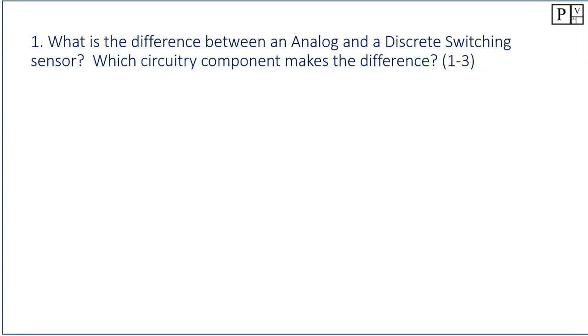So the first question for you guys is, what's the difference between an analog and discrete switching sensor, and which circuitry component makes the difference?